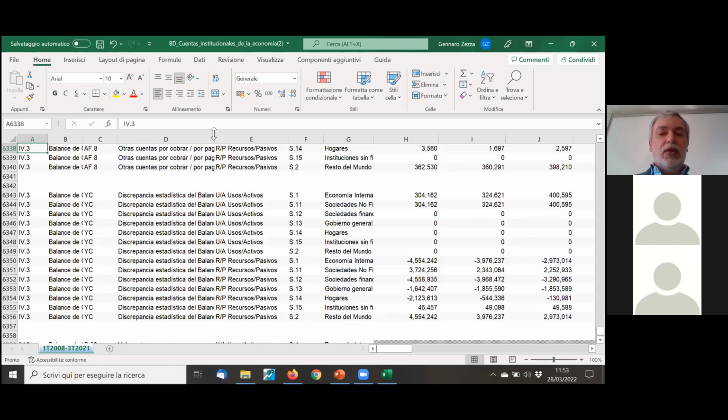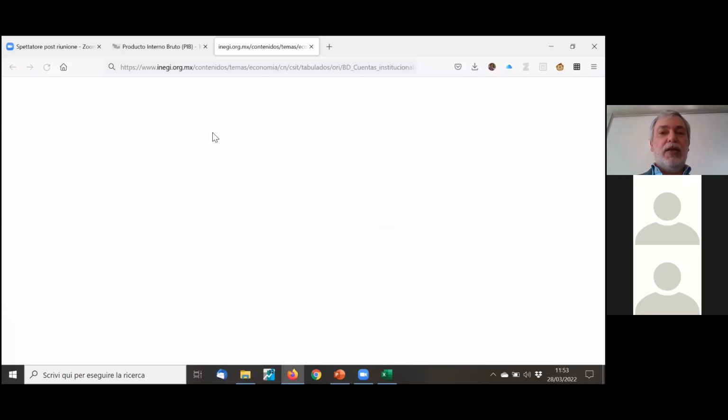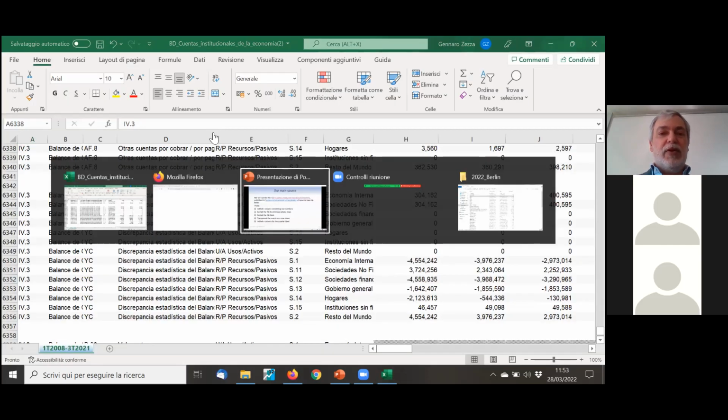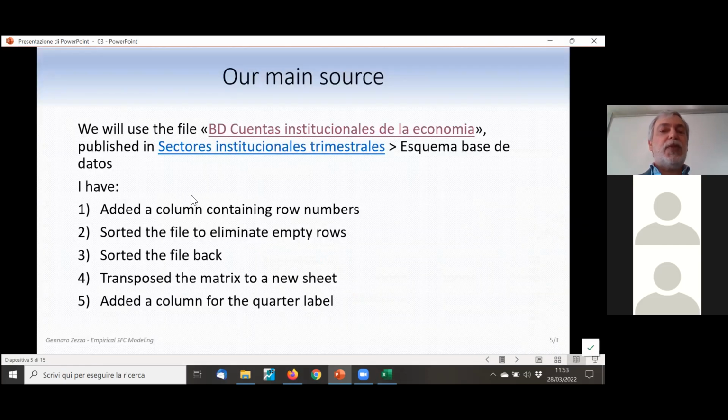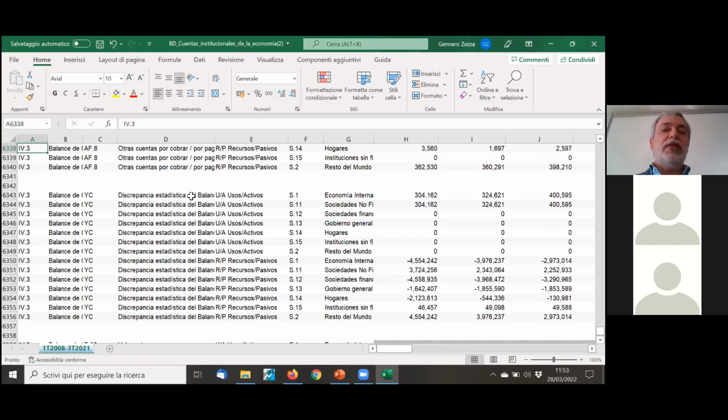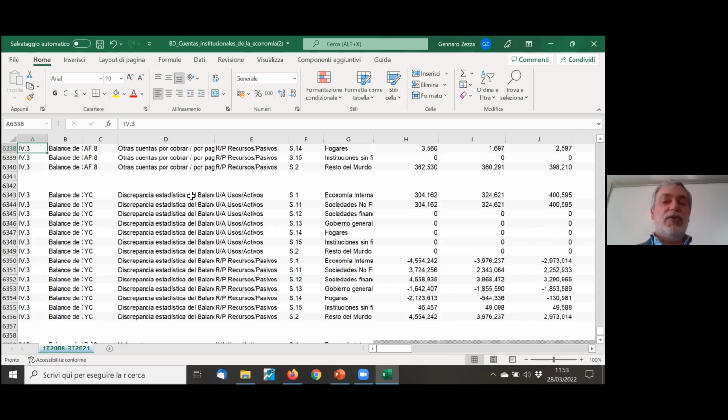So what I've done is summarized in my slide. I want to get rid of all of these breaks, and I want to transpose my matrix in columns. By the way, if you want, you can also download the file and repeat this process yourself on your own computer.